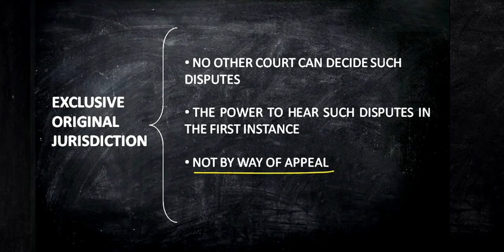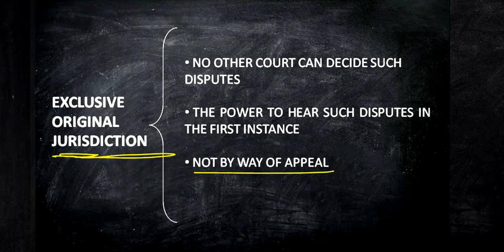Is it clear? So when all these three components are there, that means the Supreme Court has the sole right to decide such disputes, to resolve such disputes. No other court can decide such disputes, and the Supreme Court has the power to hear such disputes in the first instance, and that too not by way of appealing. Is it clear? So all these powers denote the exclusive original jurisdiction of the Supreme Court.